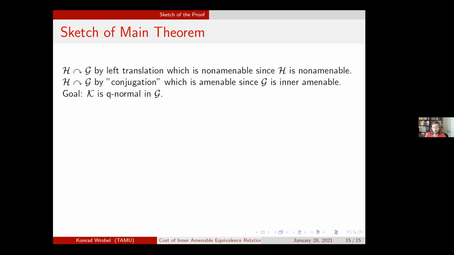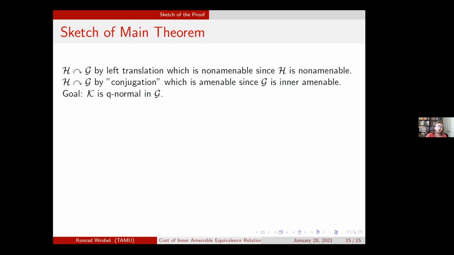And the action by conjugation is amenable due to the inner amenability of the groupoid. So in the group setting, the action by conjugation of a group on itself is amenable if the group is inner amenable. We want to show that K is Q-normal in G.